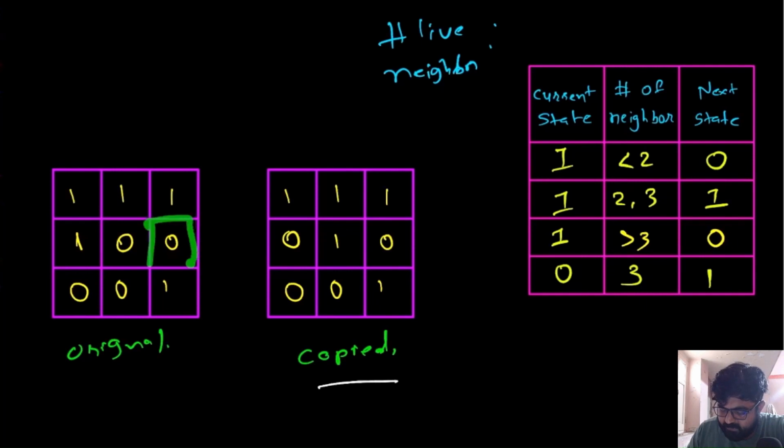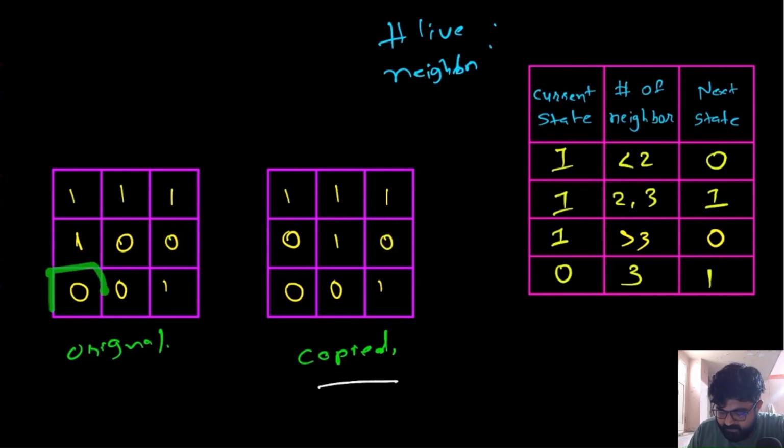For this particular 0, how many live neighbors does it have? It has 1, 2, 3 and 4 live neighbors. And see over here, because I have this copied version, I was able to come up with the value 4. If I had been checking the modified grid, I would have come up with the value 3 and then I would have changed its state to 1. But actually, since this has 4 live neighbors, I do not need to change the state of this particular 0, and I can keep it as it is.